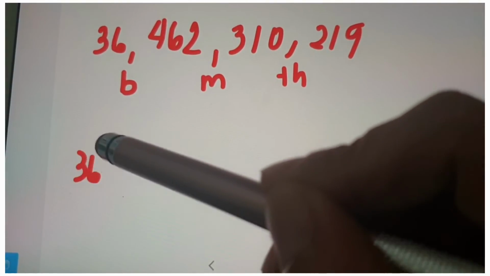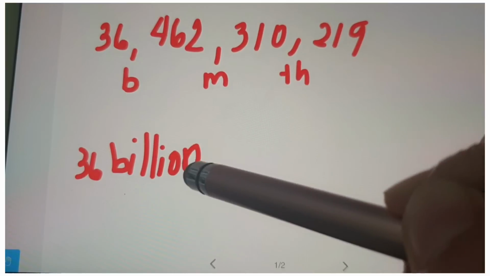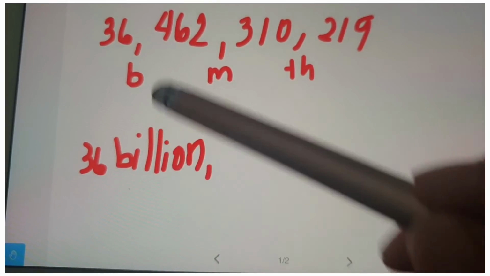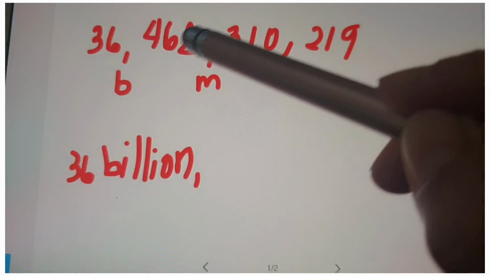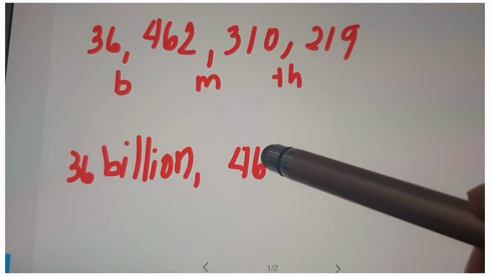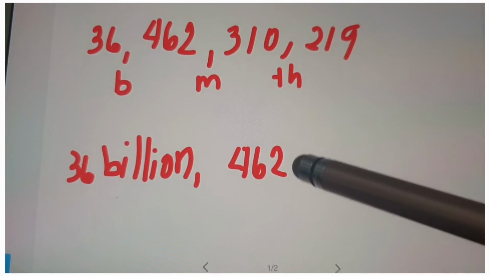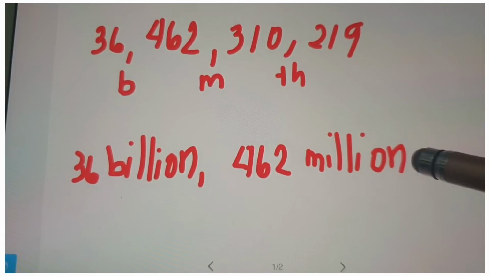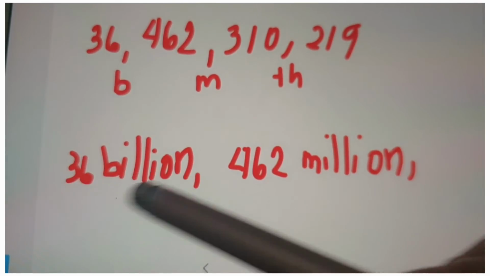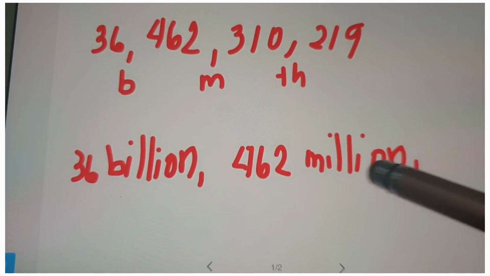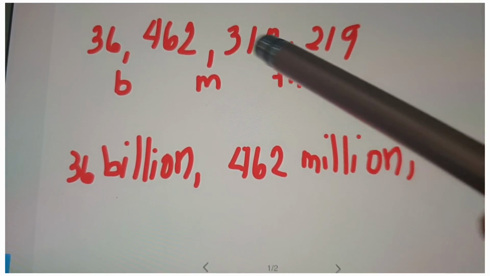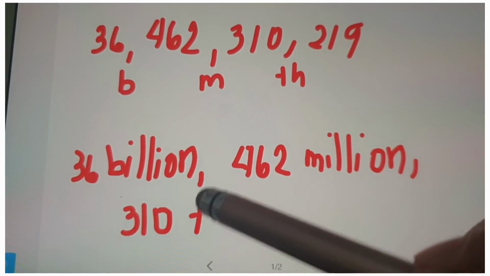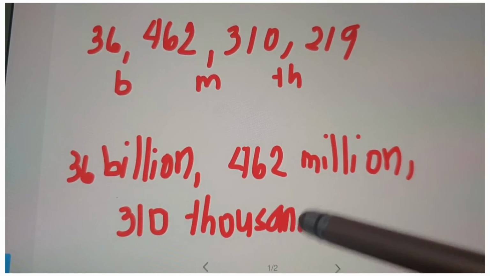So let's try to write these numbers in short word form. So this is 36 billion, comma. Next number is 462. So we have 462 million, comma. 36 billion, 462 million. The next number is 310, 310,000, comma.